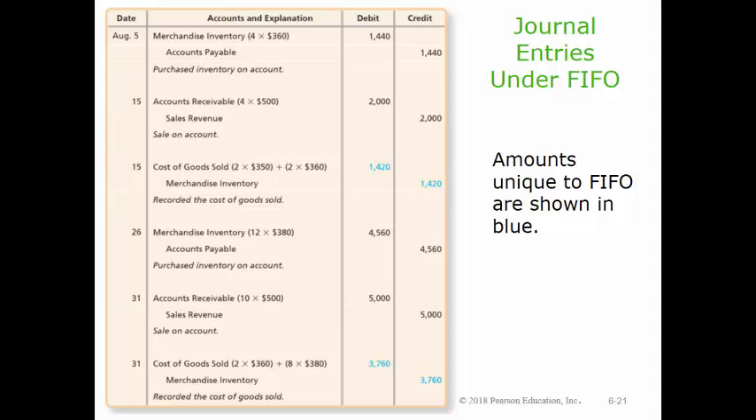On August 15th, the company sold 4 tablets for the sales price of $500 each. Smart Touch Learning recorded the sale, $2,000, and the cost of goods sold, $1,420, calculated in Exhibit 6.4 as 2 units at $350 plus 2 units at $360. The remaining journal entries for August 26th and 31st follow the inventory data in Exhibit 6.4.